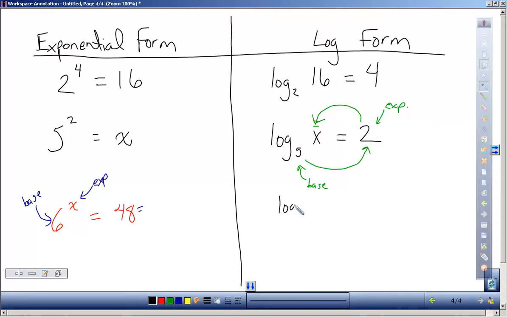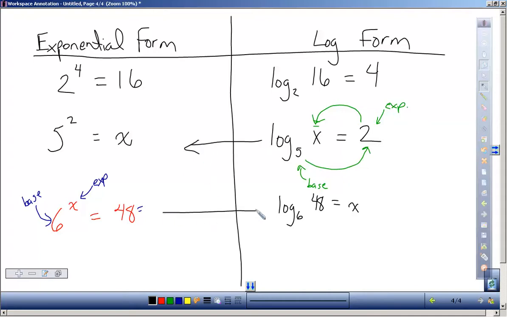So that means that if I'm going backwards, then I'm going to write this as a log. The base is a base is a base. So if the base is 6 here, the base is 6 here. What it's equal to goes inside of the log. So it was equal to 48, and then the exponent is what goes over here, and so that's going to be x. And so this would be something that you could type in your calculator, get a decimal for.